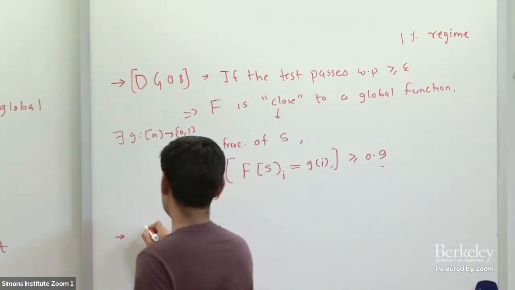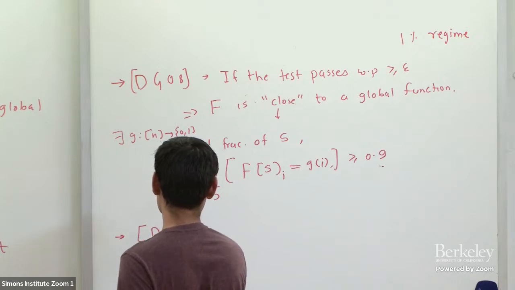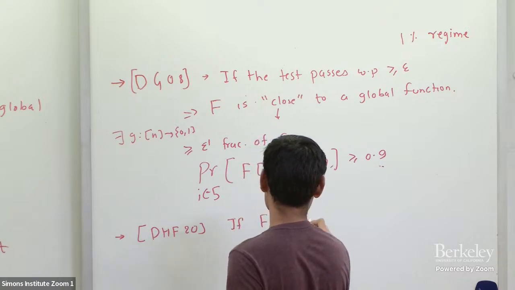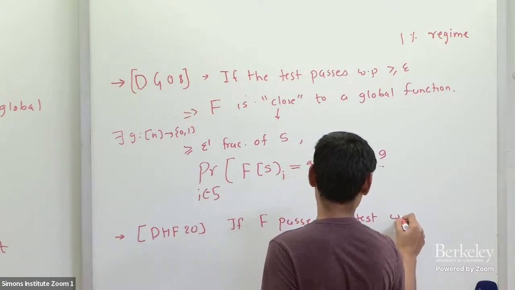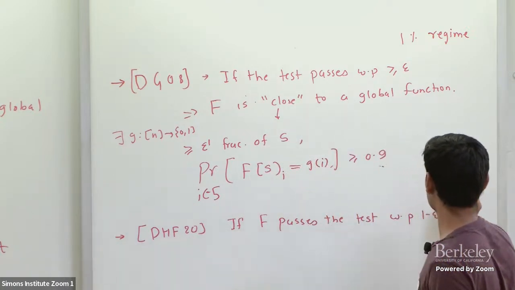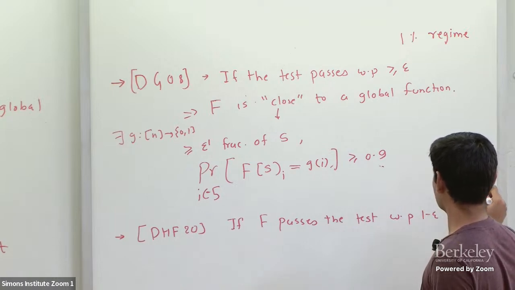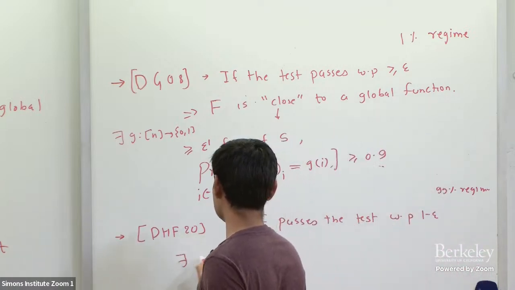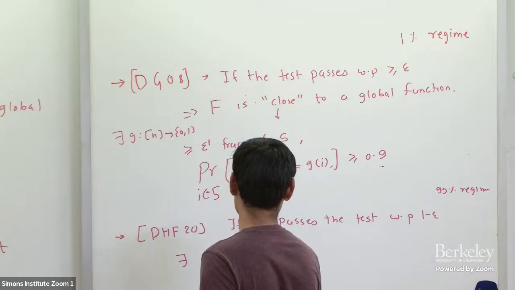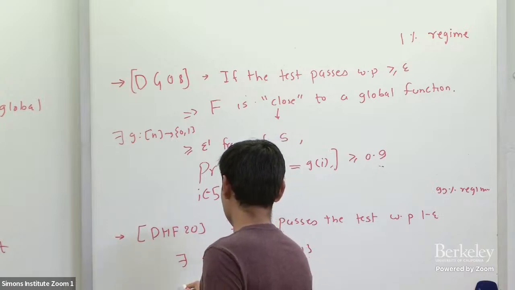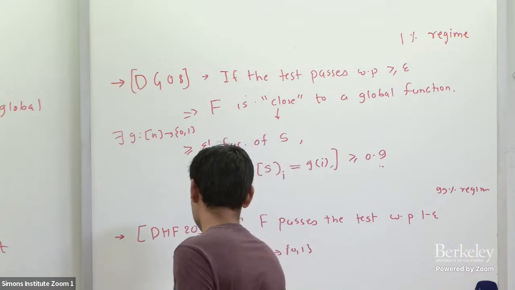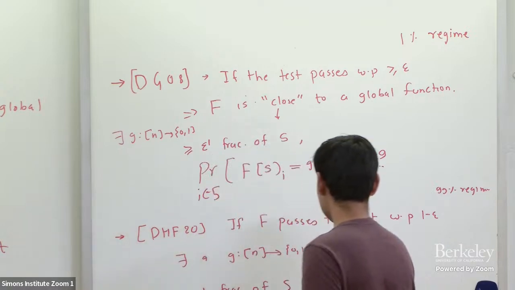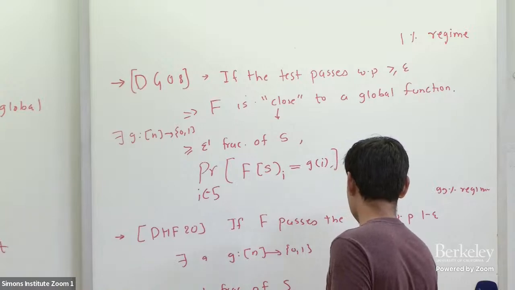Then there's another test by Dinur, Harsha, and Filmus that says that if F passes the test with probability 1 minus epsilon, again this is the 99% regime, with probability close to 1, then there exists a global G such that for at least 1 minus some epsilon prime fraction of S, you get full agreement: F at S is in full agreement with G at S.